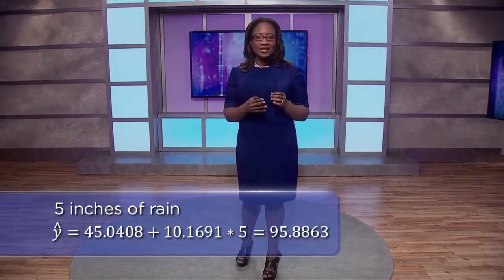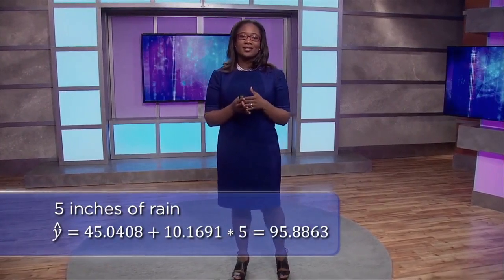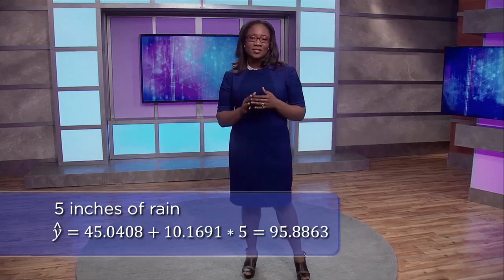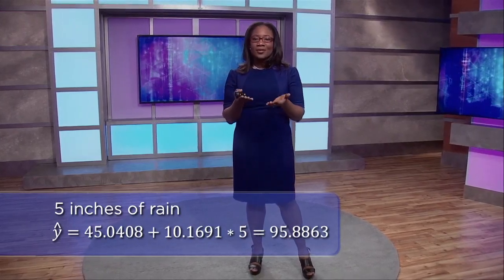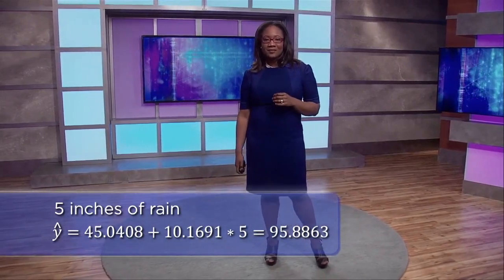Now, we can use our regression line to actually predict a value of wheat yield. Let's do that for 5 inches of rain. So let's say we wanted to predict what wheat yield we might expect if we had 5 inches of rain next year. So in this case, we're going to take our regression line, y hat, set it equal to our beta naught hat, 45.0408, plus beta 1 hat, 10.1691, times 5 inches of rain. Notice that this predicts that our wheat yield would be slightly over 95 inches.